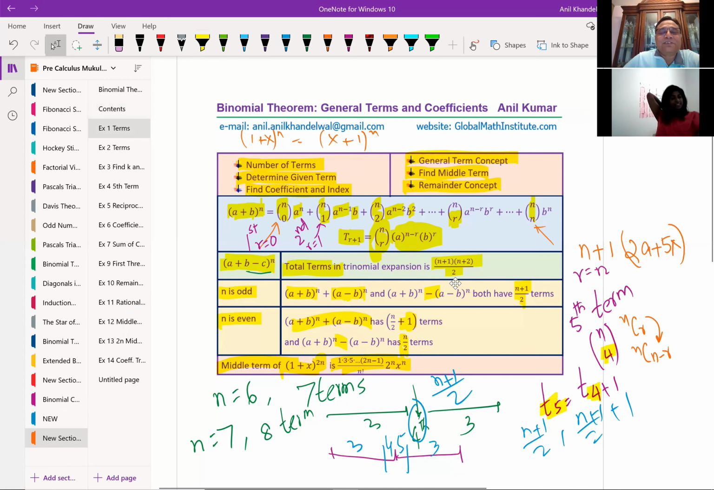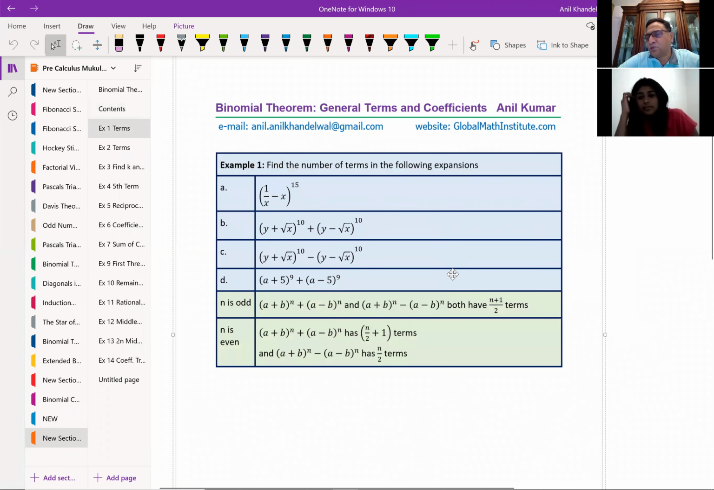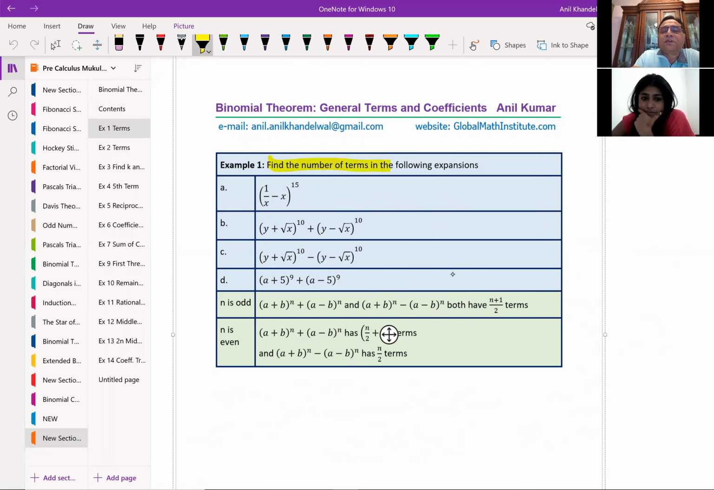So we'll begin with the very first example, which is supposed to be the easiest and the simplest. Example number one. Find the number of terms in the following expansion, 1 over x minus x, to the power of 15. How many terms will this expansion have? 16. Very good. So one more than this.